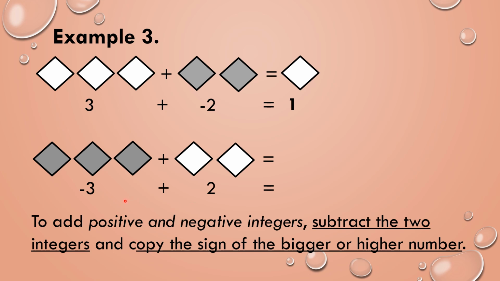Paano naman dito? So, ganun pa rin, since magkaiba sila ng sign, ima-minus natin. So, the answer is 1. Tama? And then, since ang sign ng 3 ay negative at ang 3 ay mas malaki sa 2, the answer must be negative. So, negative 3 plus positive 2 is equal to negative 1.